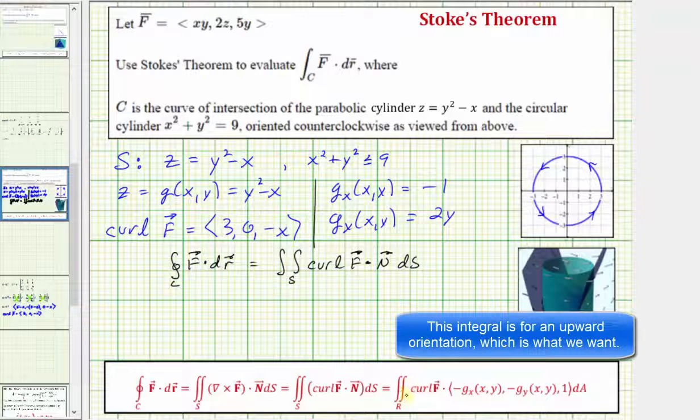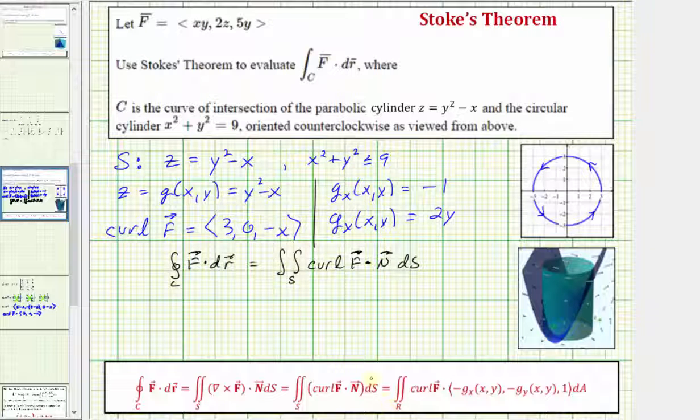over the region R, where again the region R is a projection of the surface S onto the xy plane. And remember, the surface is on this cylinder only when x squared plus y squared is less than or equal to 9, which means projecting this onto the xy plane would give us this circle here, centered at the origin, with the radius of 3. So this surface integral is equal to the double integral over the region R of the curl of f, but this curl of f must be expressed in terms of x and y only, because differential a is equal to dx dy or dy dx.